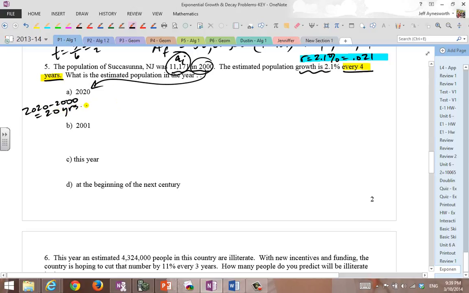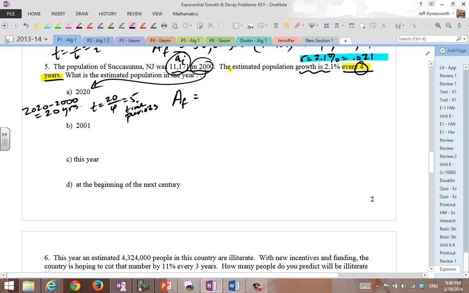Now, every 4 years the population growth is 2.1%, which means it increases 2.1% every 4 years. But the question is, how many time periods have elapsed? So once again, T is equal to 20 divided by 4, and that means 5 time periods have passed by. There's 5 time periods.